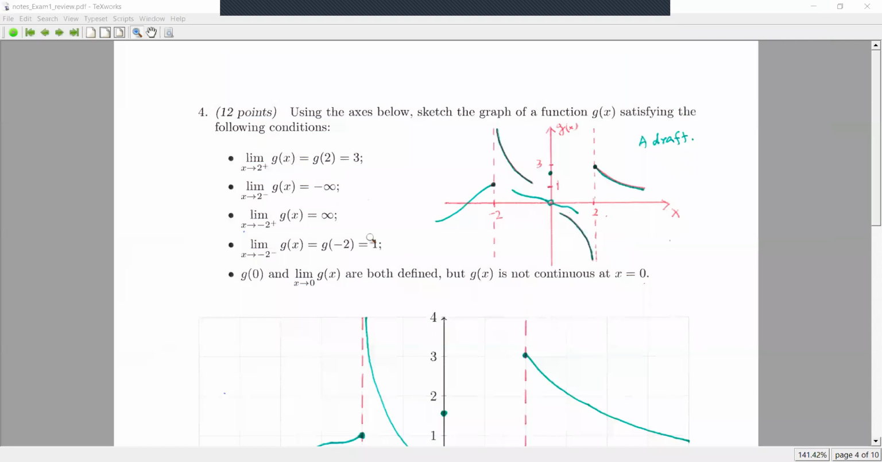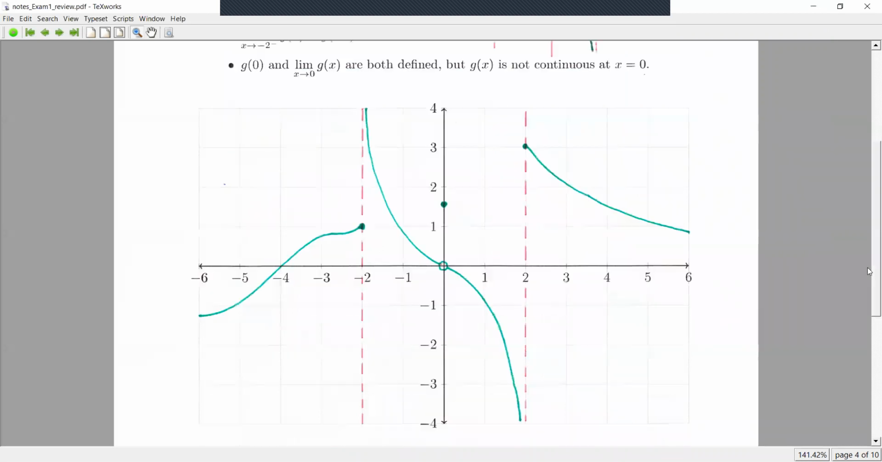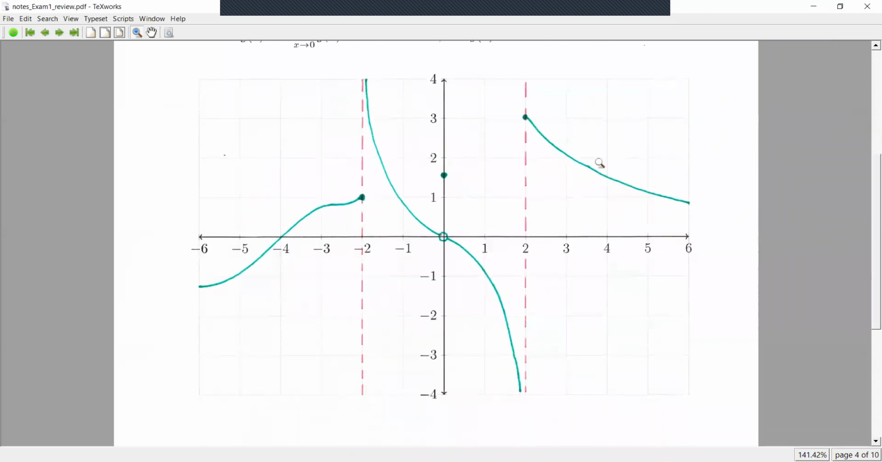I have marked down all the conditions in this draft. Now, I use a single curve to sketch the graph of the function g. Then I have this diagram. In this diagram, the graph is a possible graph of the function g that satisfies all the given conditions.